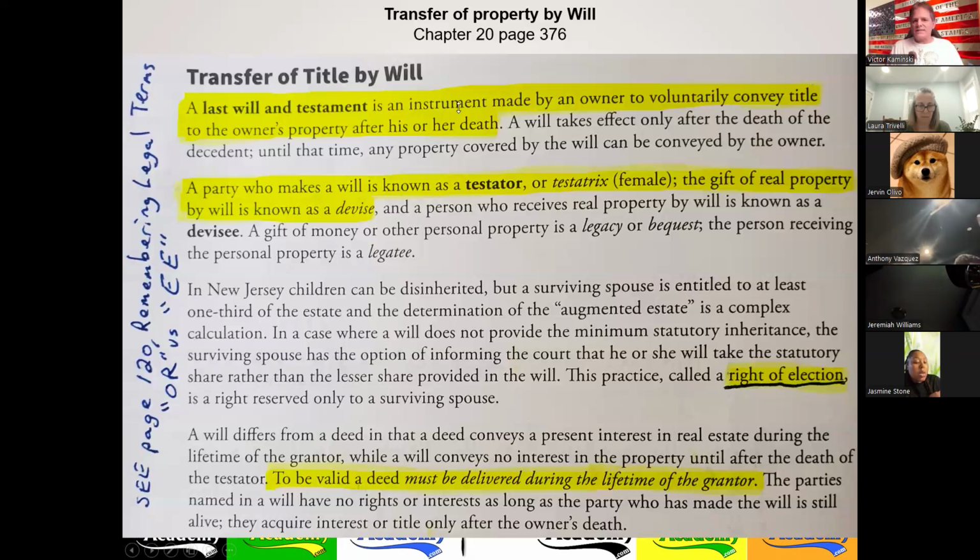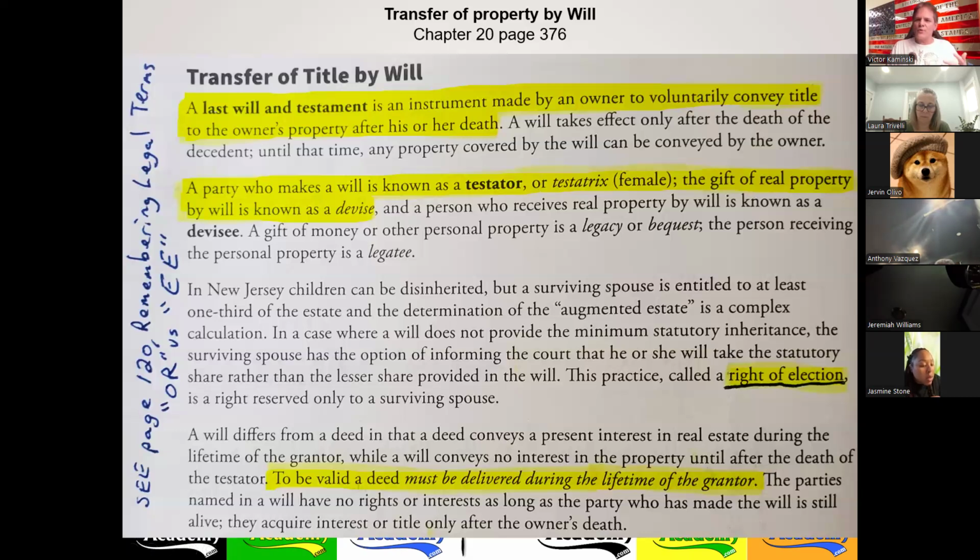So a last will and testament is an instrument made by an owner to voluntarily convey title to the owner's property after their death. A party who makes a will is known as the testator, that's a man, or a testatrix if they're a woman. The gift of real property by will is known as devise.